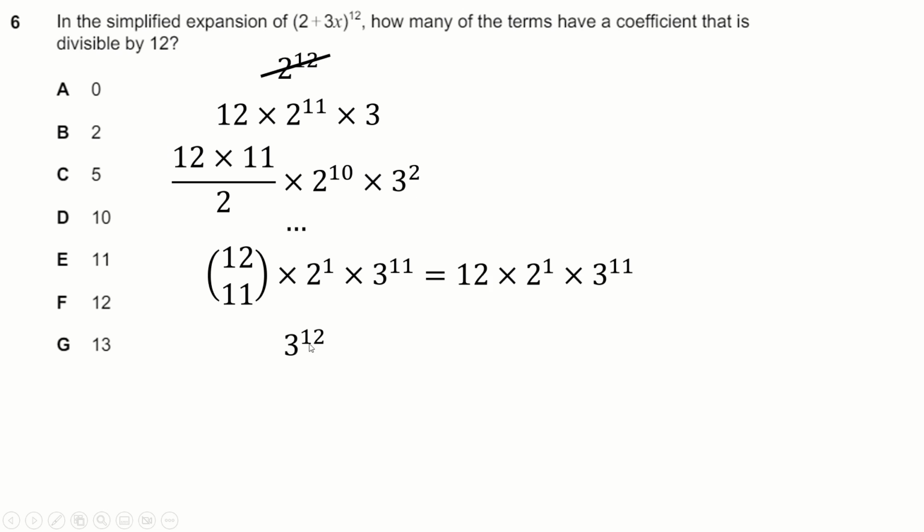And then the very last one is just 3 to the 12 with 12 choose 0, I guess, which is just 1, like it was up here. And that's not got any 2's in it, so that doesn't work either. There are 13 terms in this, and 2 of them don't do it, so therefore 11 of them do.